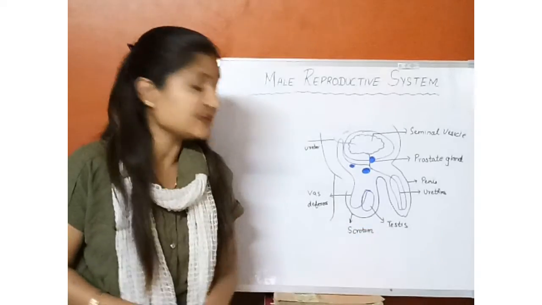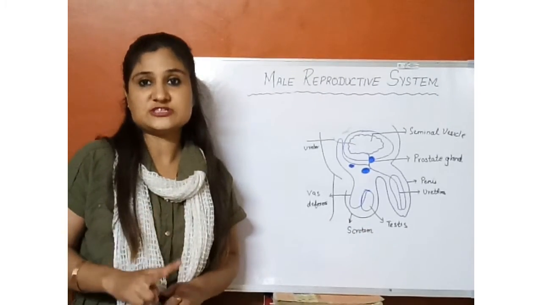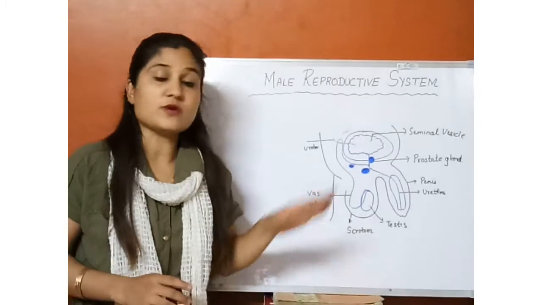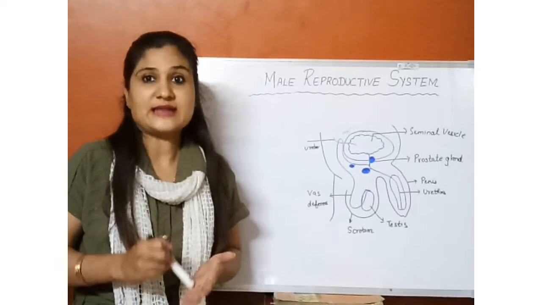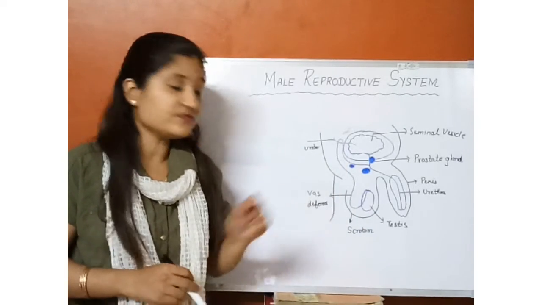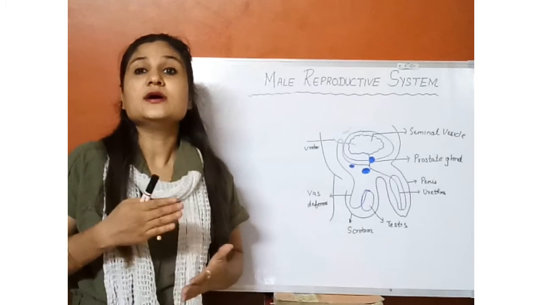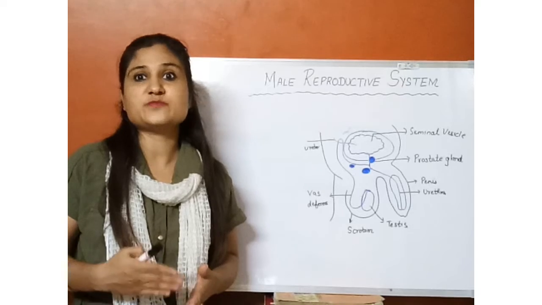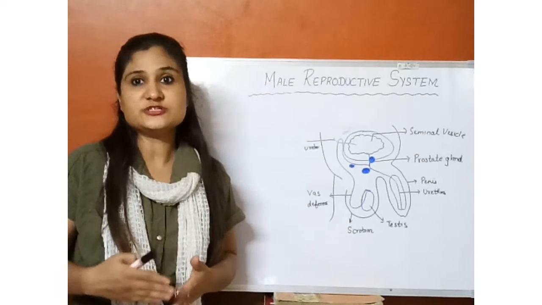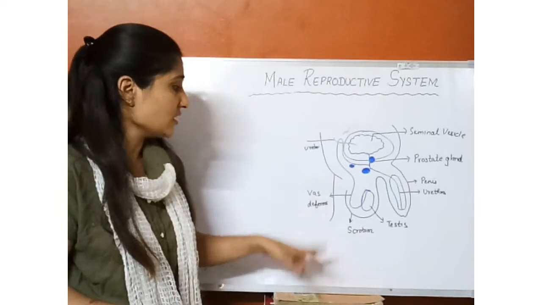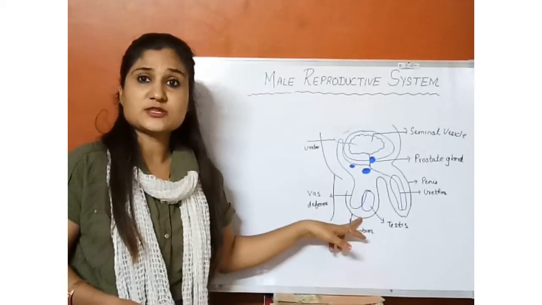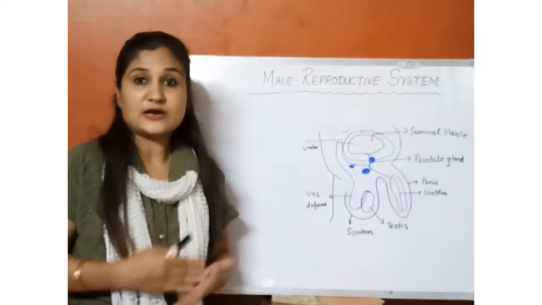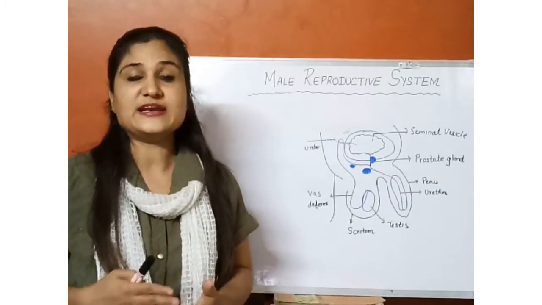So what are the functions of the testes? The two functions are there. First is the formation of the male gamete, that is sperm, and the second function is the release of the male hormone, that is testosterone, which is responsible for the sexual change in the male. Now the testis is present in the scrotum, and the scrotum lies outside the abdominal cavity.